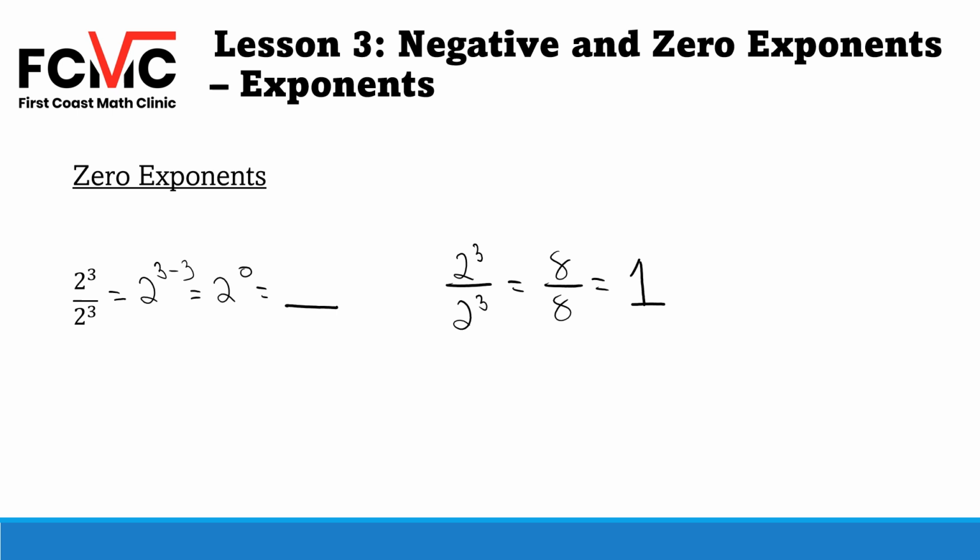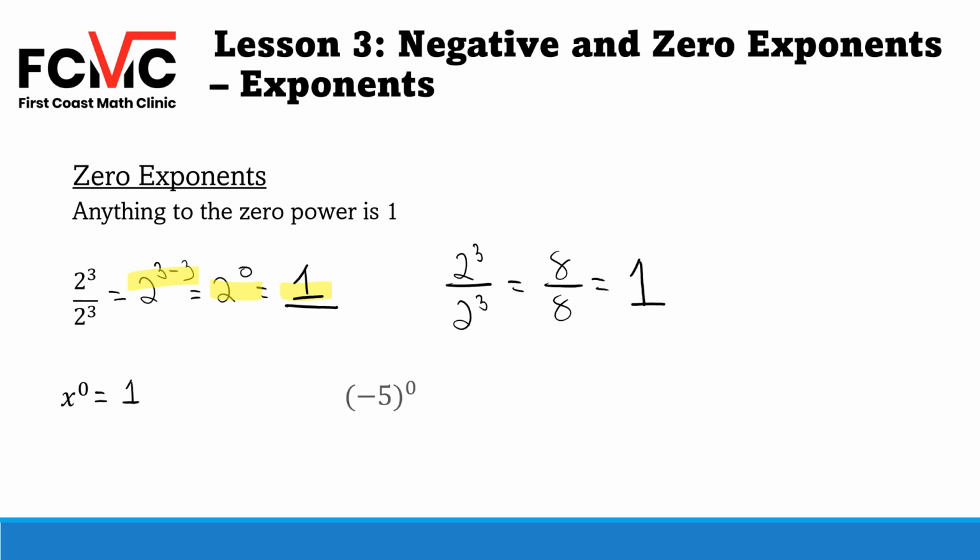So it makes sense that 2 to the 0 power also has to equal 1. So that's where we get our zero exponent property from. Anything to the 0 power is 1. So it makes our work pretty easy to do. So if I get x to the 0 power, that's going to give me just 1. Parentheses, negative 5 to the 0 power is 1. 123,456, doesn't matter how big the number is, to the 0 power is going to give me 1.